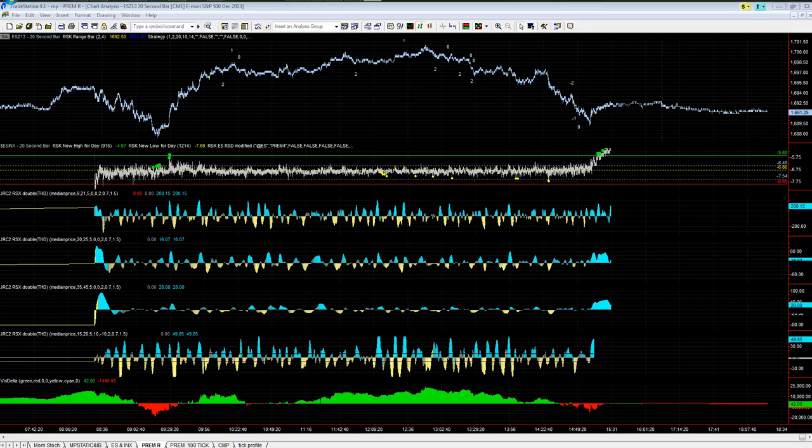This is Rod Kusinen's Boomer for Risk for September 24th, 2013. All times on the chart are Central Standard Time.